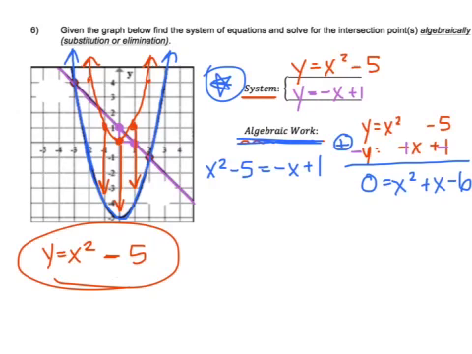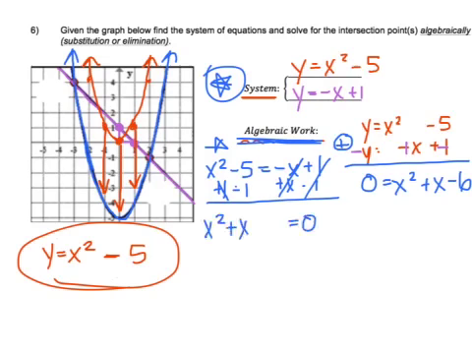Let's see if substitution over on this side will get us the same thing. I'm going to add x and subtract 1 on both sides. Nothing over here, so we get 0. And I have x squared, I have an x, and I have negative 5 minus 1, which is minus 6. Notice right here, we are at the same stage no matter which method we used. Both work, both are viable options. So let's go ahead and factor.